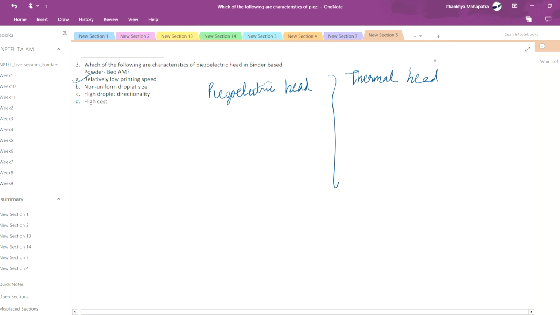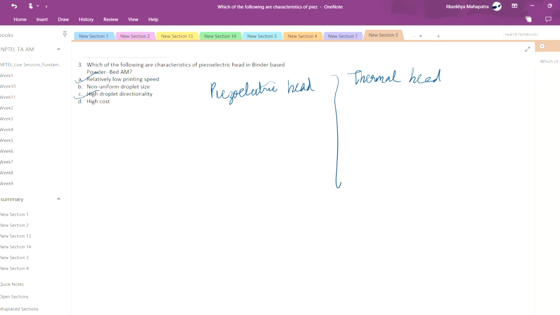The correct characteristics of piezoelectric head are relatively low printing speed, high droplet directionality, high cost. Thermal head has non-uniform droplet size. Some other characteristics of piezoelectric head are, it has a high cost, there is no thermal exposure and high droplet directionality.